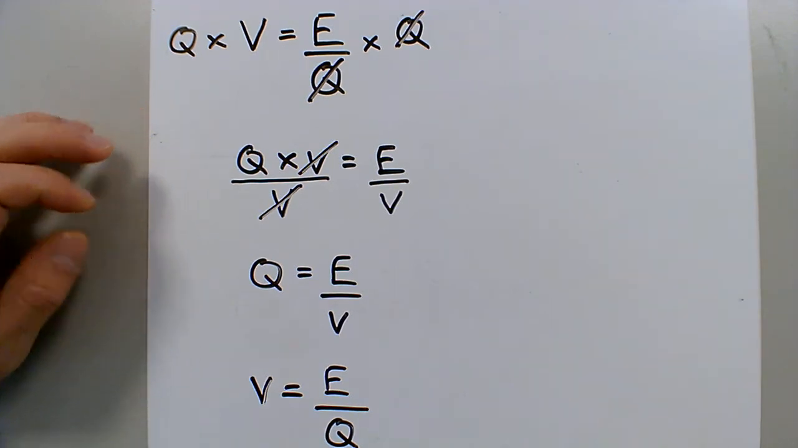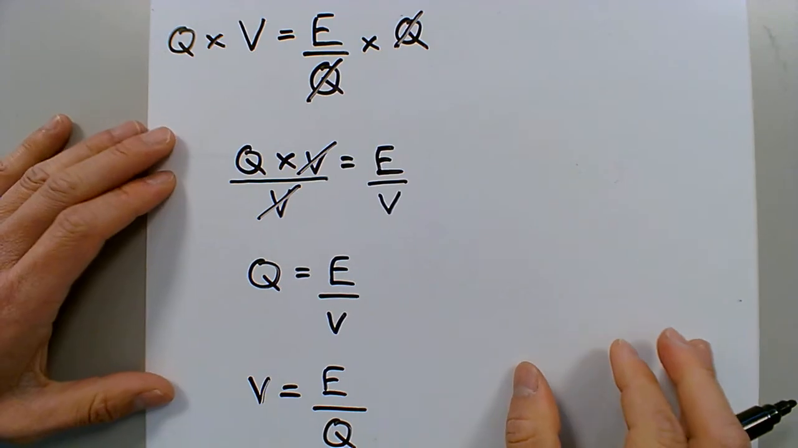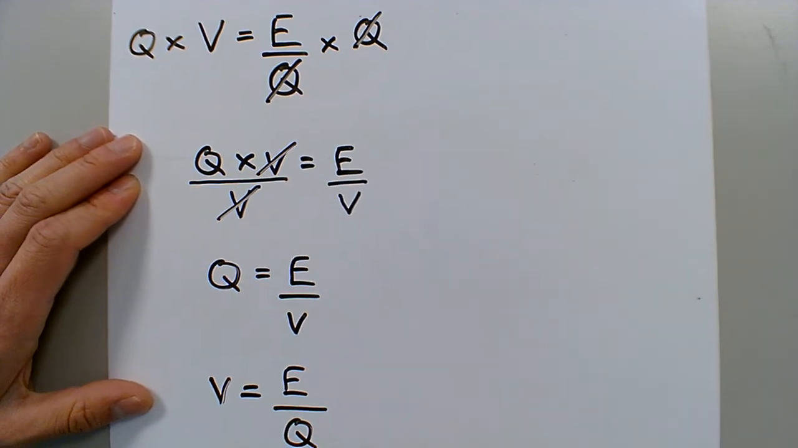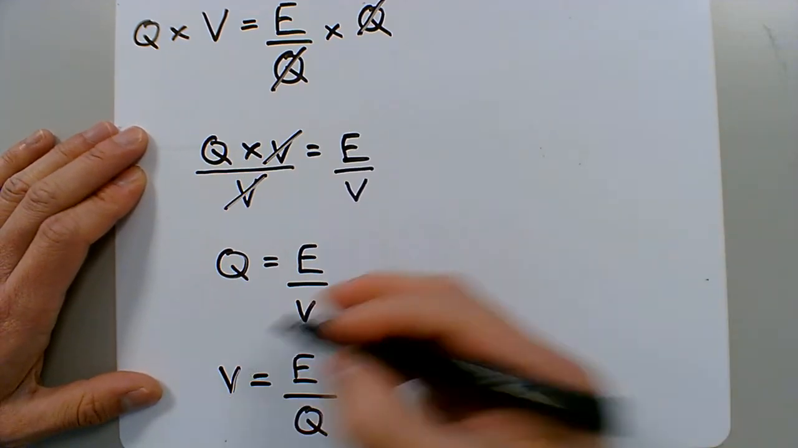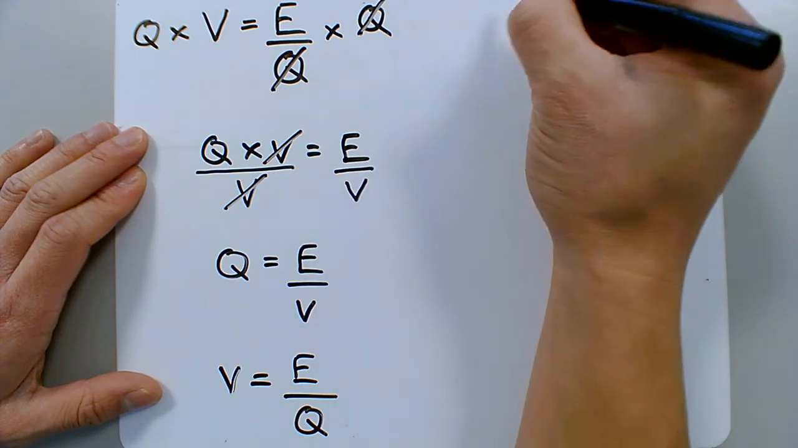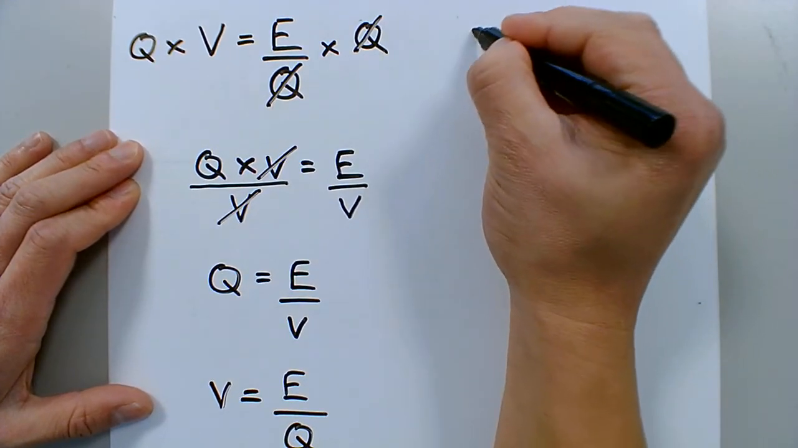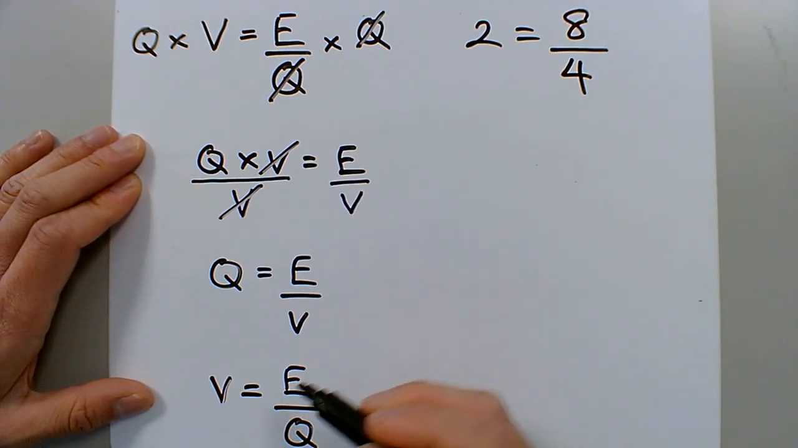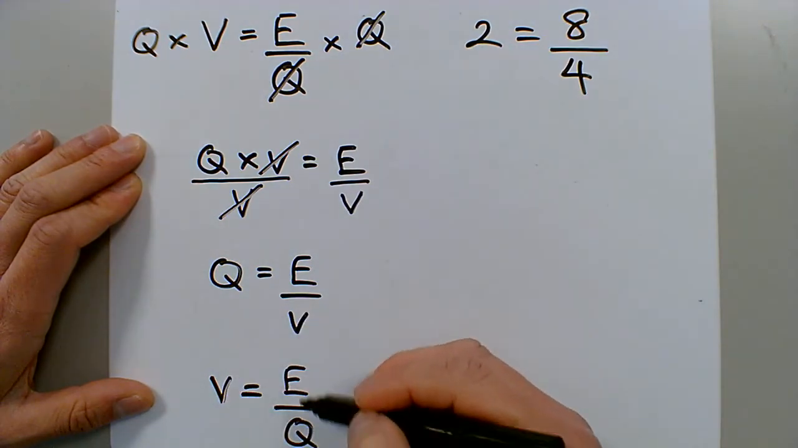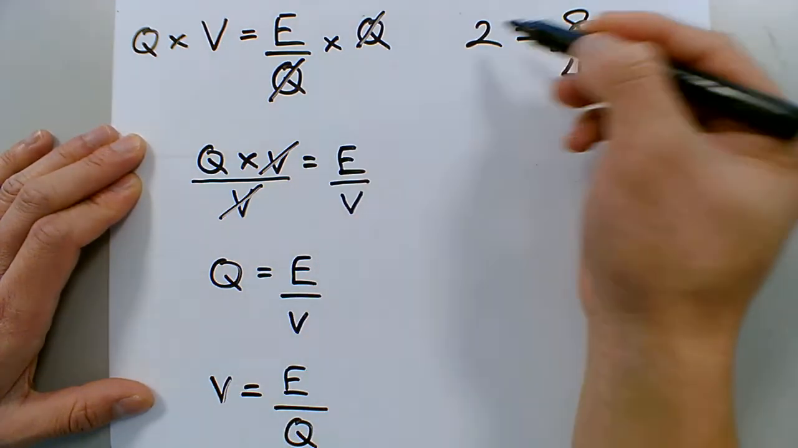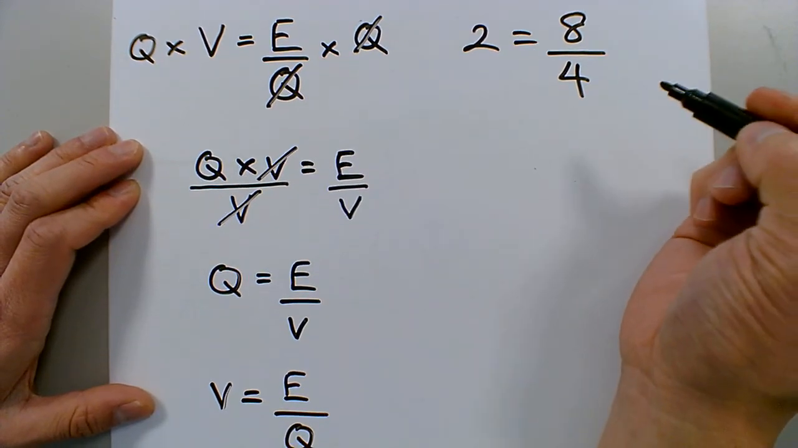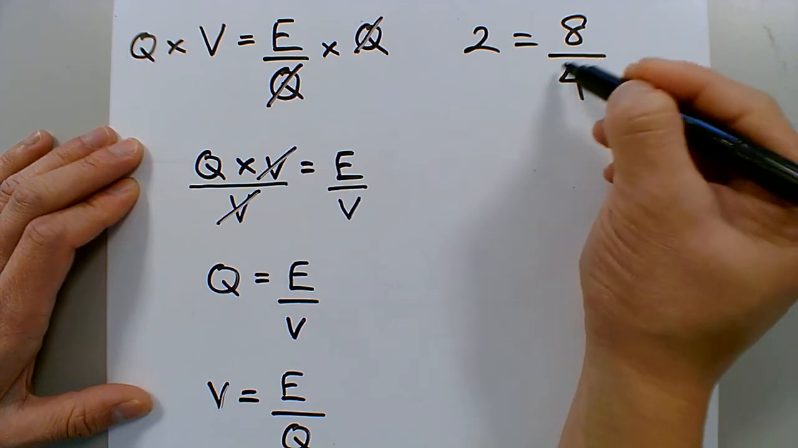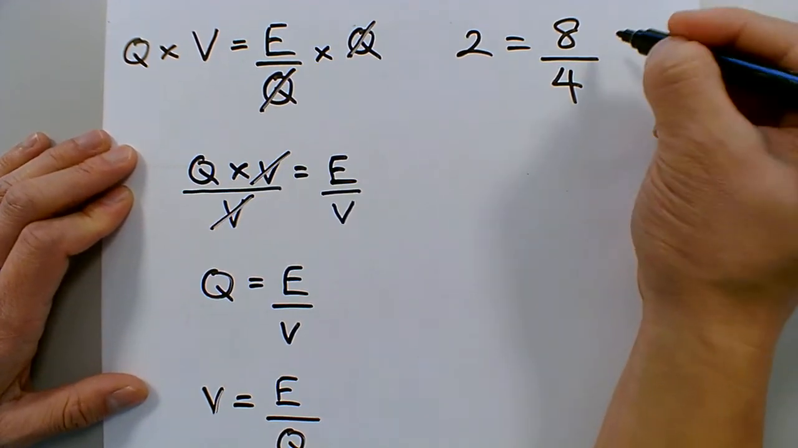Okay, and just to show you again that this method works, we're going to use real numbers to put into our equation. So before we had V equals E over Q. So let's replace those letters with real numbers. So we've got 2 equals 8 over 4. So you can see that I've replaced these letters with the numbers. Okay, right. And what I want to do is the same thing. I want to make 4 the subject, not at the bottom, but at the top. How do I do that?